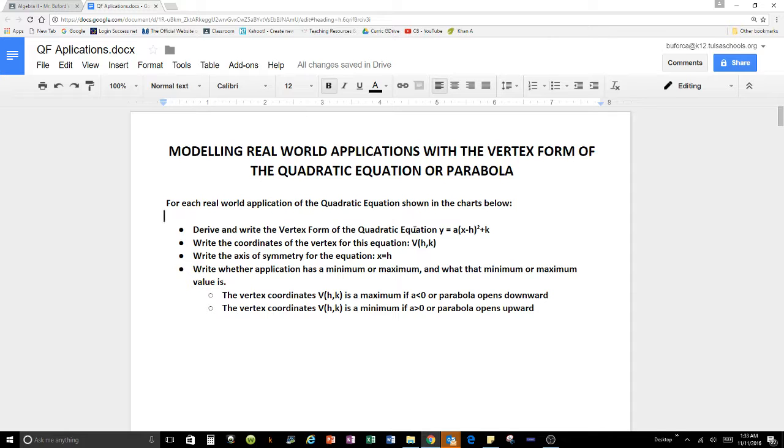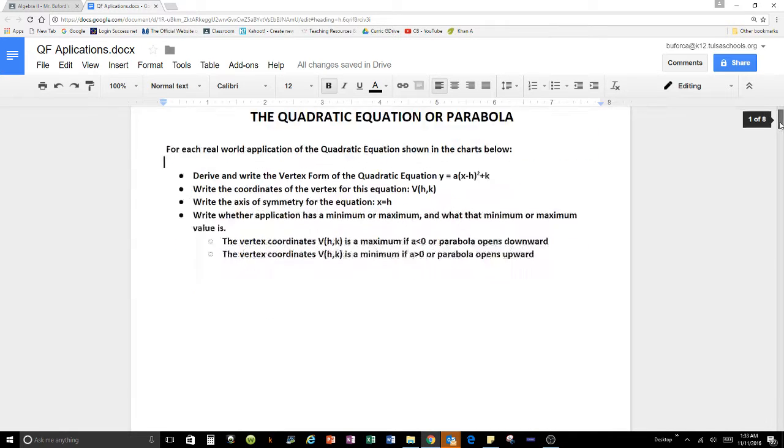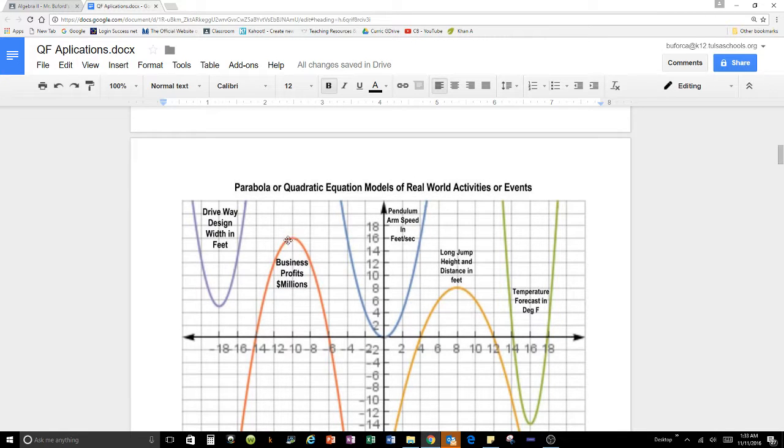write the quadratic equation in the vertex form, then we want to write the coordinates of the vertex. And the vertex is just the starting point of each of these parabolas. So the vertex is where the parabola starts, and again, parabola and quadratic equation or quadratic function are the same thing. And so when we ask for the coordinates of the vertex, we're talking about the starting point of the parabola.